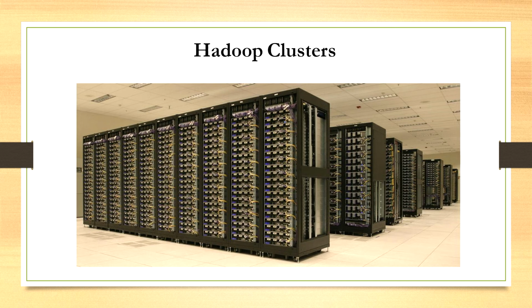Typically, one machine in the cluster is designated as the name node and another machine as the job tracker. These are the masters. The rest of the machines in the cluster act as both data node and task tracker. These are the slaves. Hadoop clusters are often referred to as shared nothing systems because the only thing that is shared between nodes is the network that connects them.